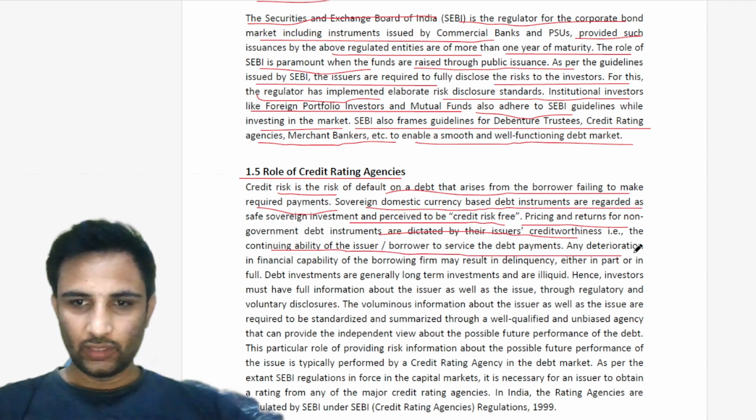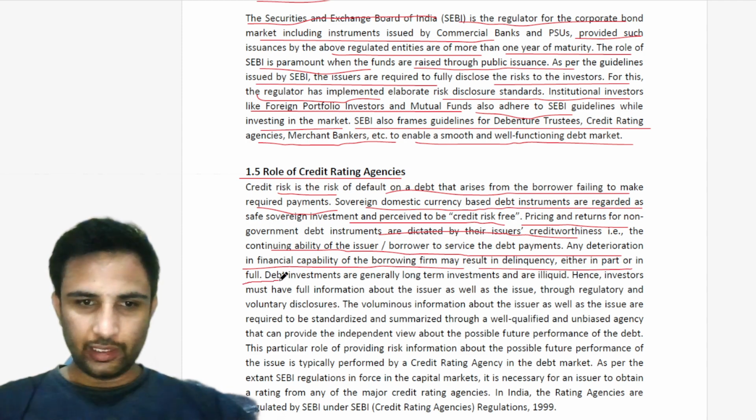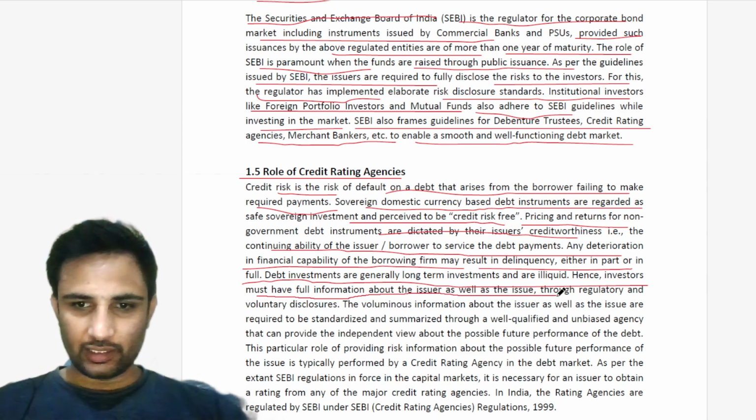Any deterioration in financial capability of the foreign borrowing firm may result in delinquency either in part or in full. Debt investments are generally long-term investments and are illiquid. Hence, investors must have full information about the issuer as well as the issue through regulatory and voluntary disclosures.